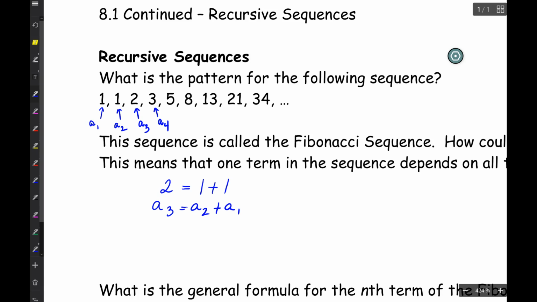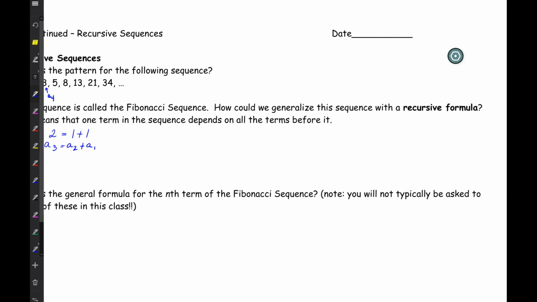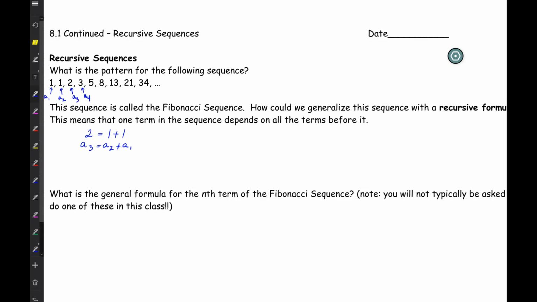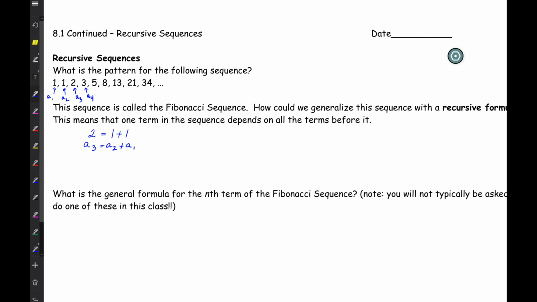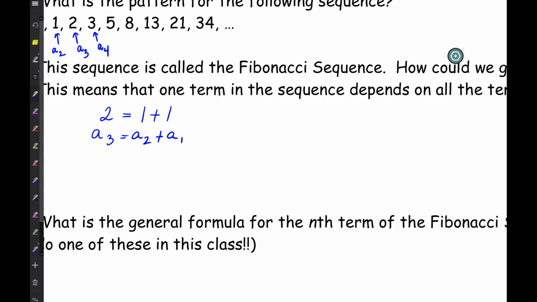This is what's called the Fibonacci sequence, and we're really looking at how you can generalize this sequence with what's called a recursive formula. This basically means that one term in the sequence depends on the terms before it. So the Fibonacci sequence as a recursive formula could be defined as any term is equal to a to the n minus 1 plus a to the n minus 2.